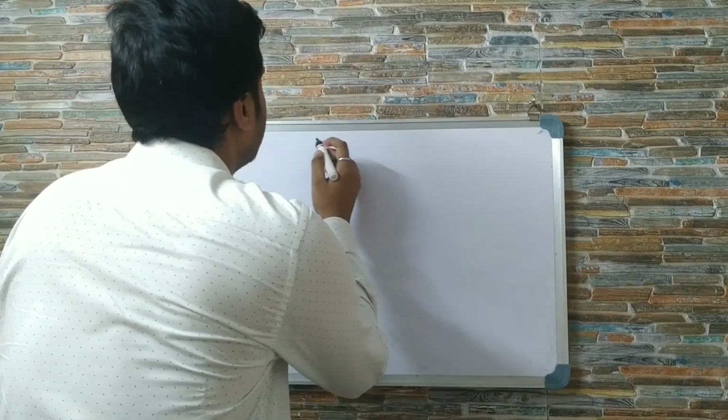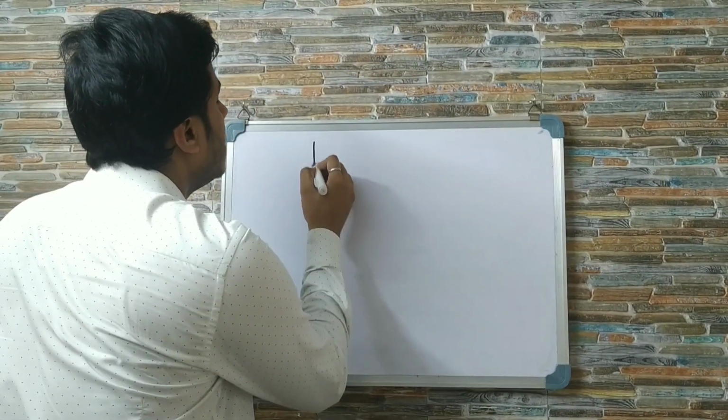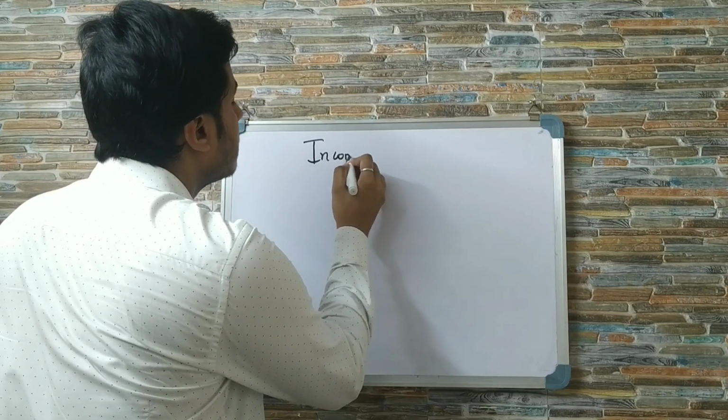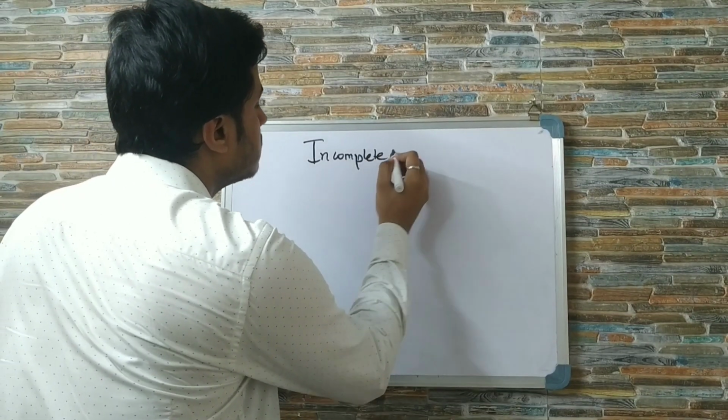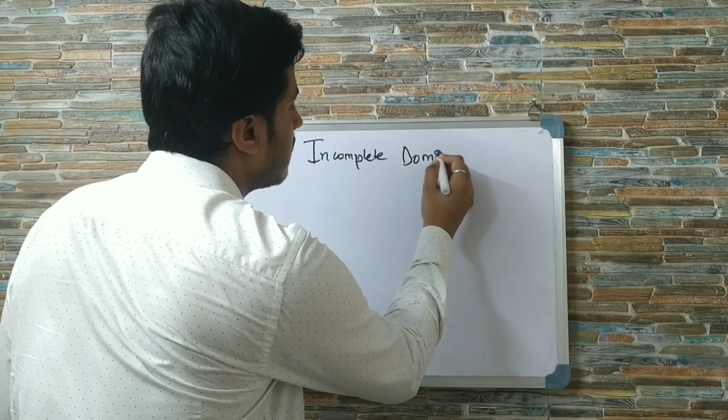So, today we are going to discuss exceptions to Mendel's law, or exceptions to the laws of inheritance. So, let's get started. First one, that is incomplete dominance.